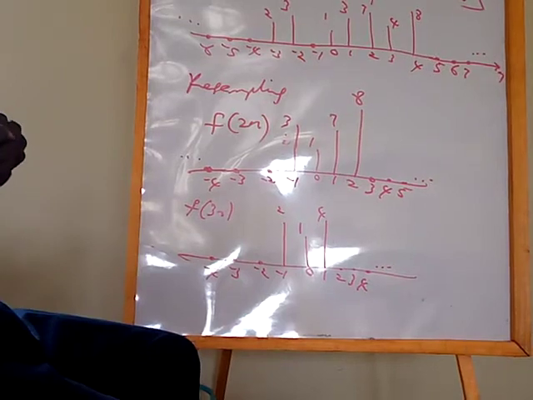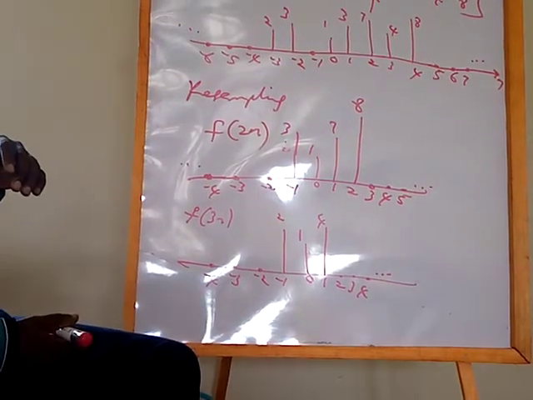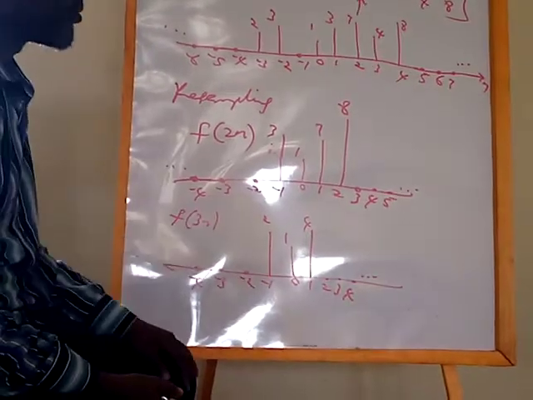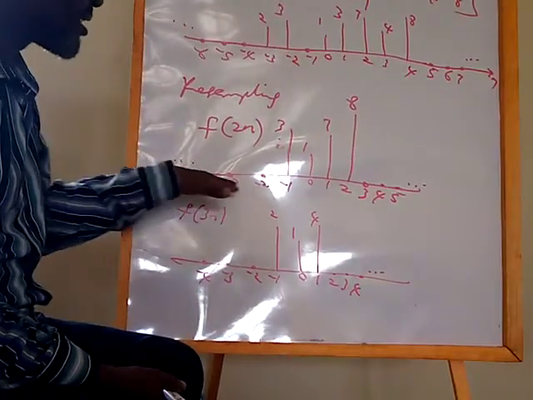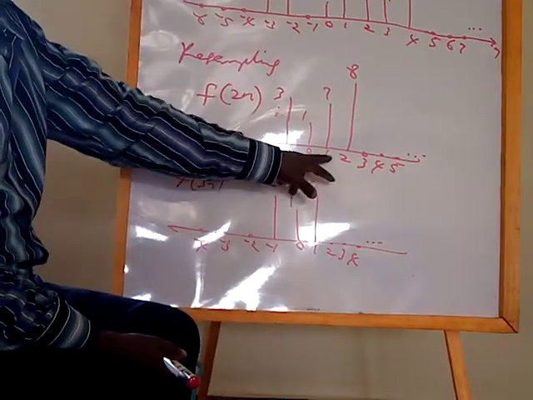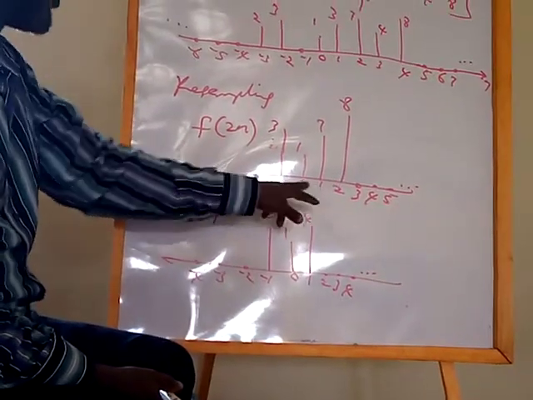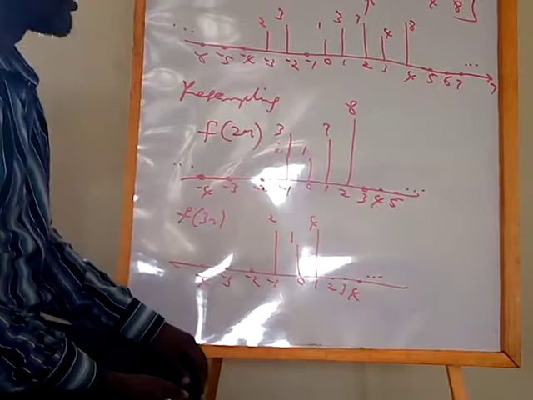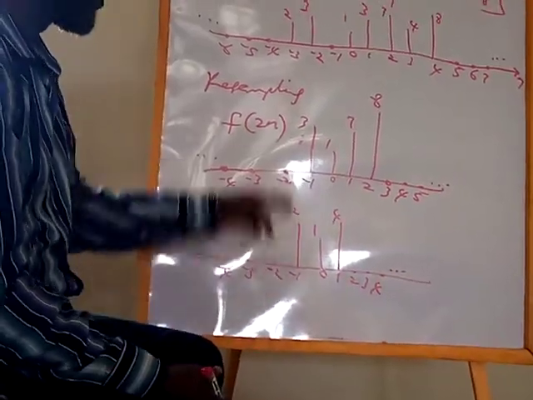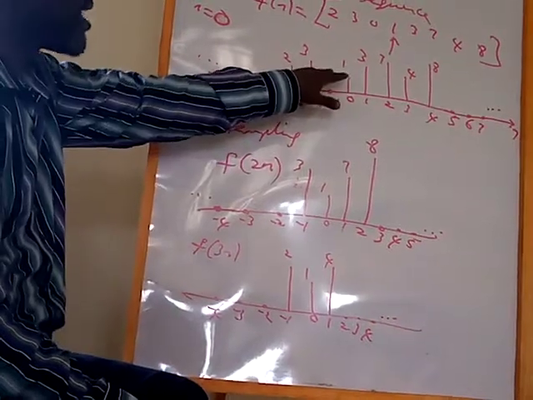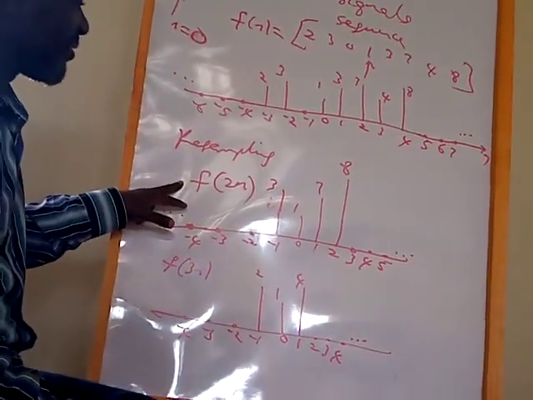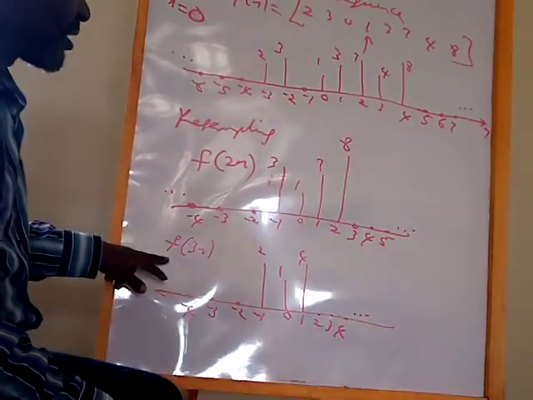We are resampling. For F of 2n, we are skipping 1. For F of 3n, we are skipping 2. And you write the address normally. You do not say that because you have skipped one, you write this address as 2. No: 0, 1, 2, 3, 4. That means if it has been every day before, here it is every 2 days, and here it is every 3 days.